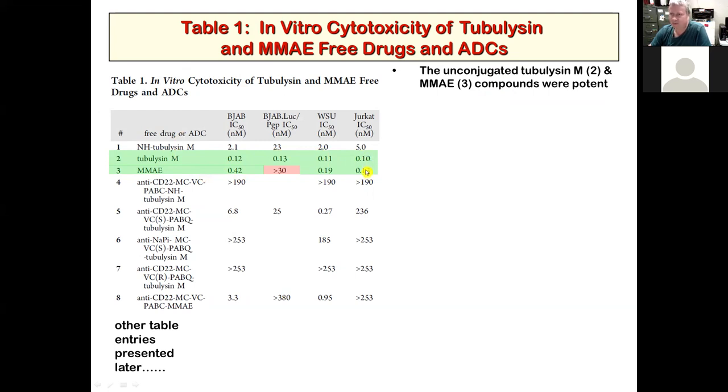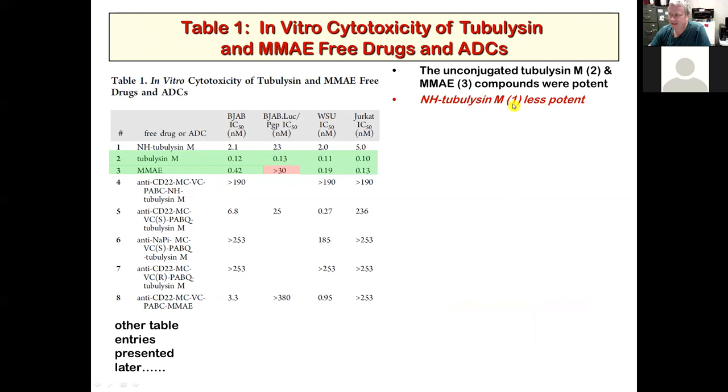Jurkat cells are a different type, a non-cancerous lymphocyte cell. But basically, these are all toxic, active against a couple cell types. MMAE though, what's this? It's inactive against a PGP expressing cancer cell type. And that makes sense. Remember that we said that auristatin, monomethyl auristatin, the earlier drug, is actually kind of bad against a PGP expressing cell type. So this actually makes sense. And tubulysin M is really good against the PGP overexpressing cell line. Okay, that's good.